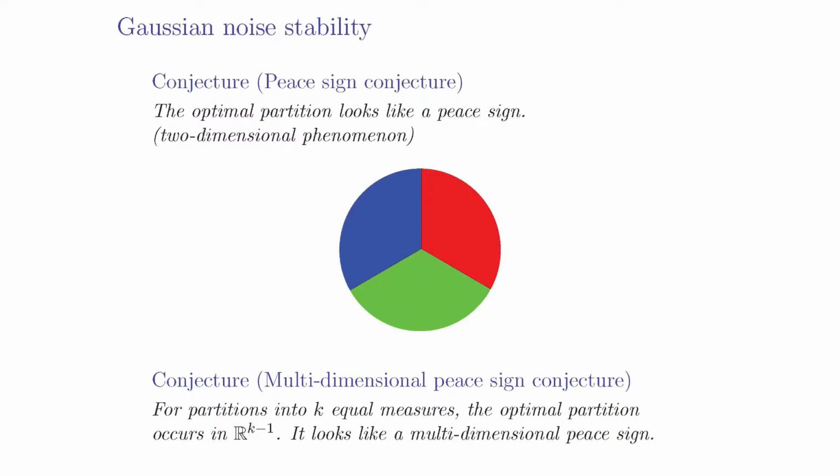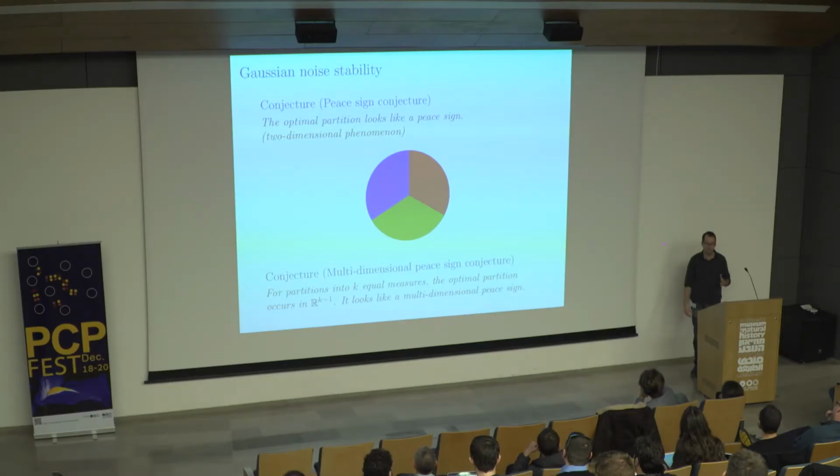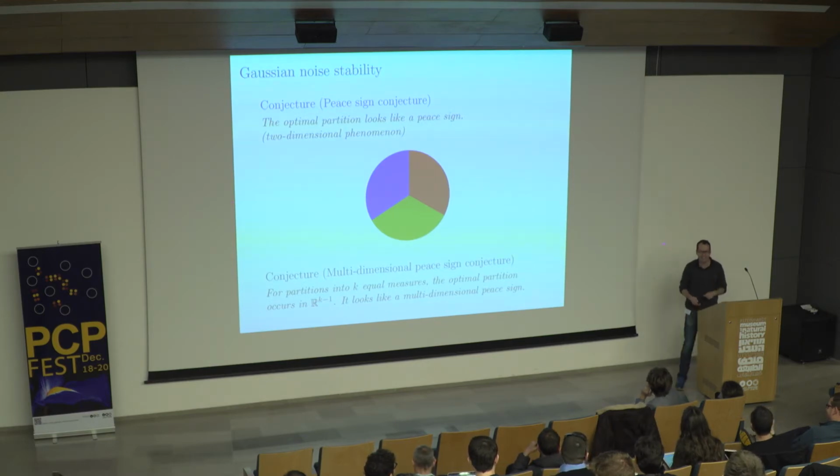And there's a generalization of that: if you partition into k equal measures, the optimal partition occurs in R^(k-1), and it looks like the multidimensional p sign, whatever this is. So you can guess what it is, and that would be the conjecture. In mass, exactly.